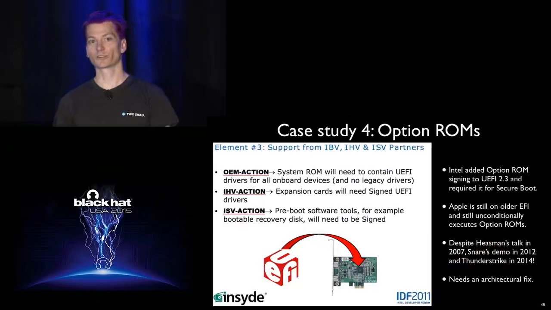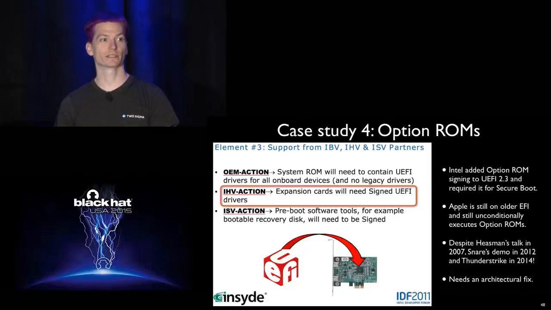Intel realized that option ROMs posed a problem for secure boot, and as part of the secure boot project, required that expansion cards had to contain cryptographically signed option ROMs. This was merged into UEFI 2.3 and again required for secure boot. As we mentioned, though, Apple is basically frozen on the older EFI 1.10, and they are still unconditionally loading and executing option ROMs from both internal and external devices on the Thunderbolt bus.